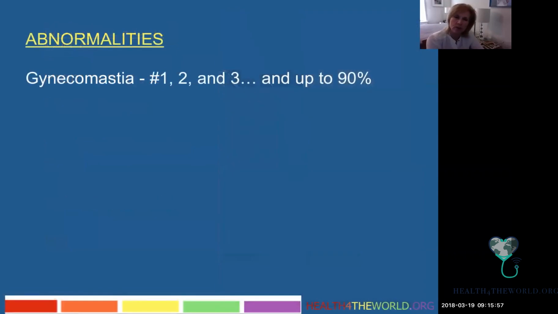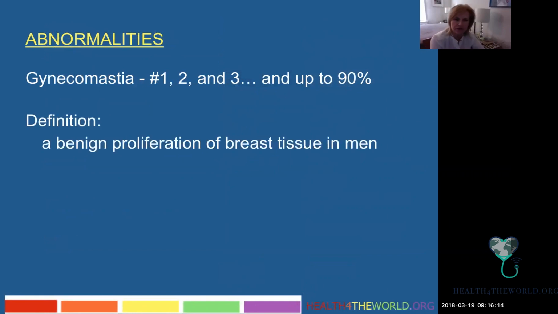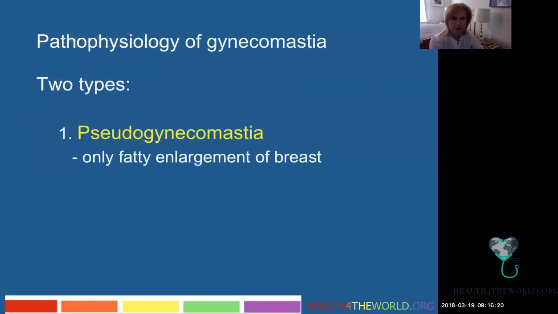All right, now we're going to talk about the abnormalities. And gynecomastia is by far the most common that we will see. Number 1, number 2, number 3, all the way up to over 90% of the abnormalities that we see on breast imaging in a male will be gynecomastia. So the definition of this is a benign proliferation of breast tissue in men. Very simple.